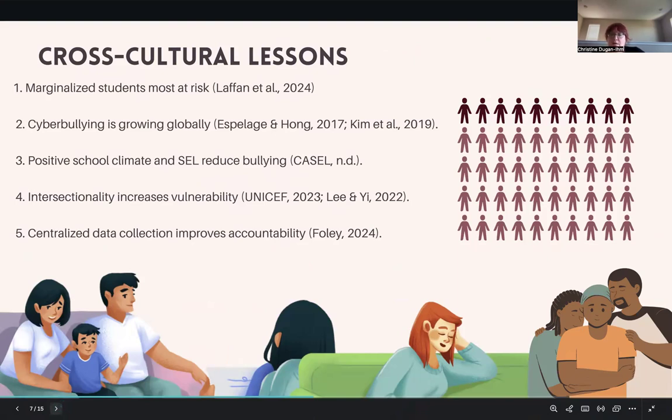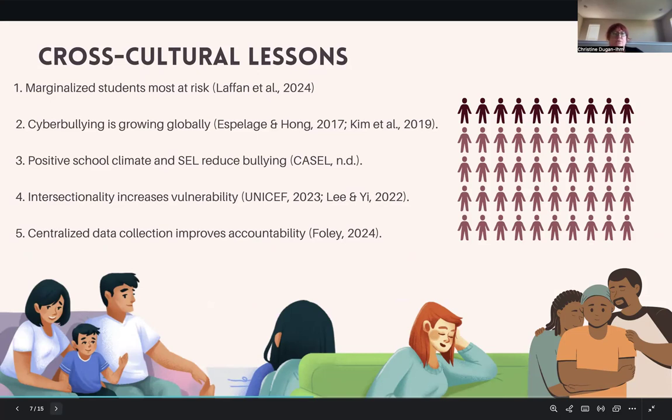So some cross-cultural lessons can be divined from all of this data. Evidence confirms that cyberbullying is a rapidly escalating global phenomenon. It requires multi-level solutions such as governmental, school district, and community-based solutions. Studies emphasize that data transparency provides the levers for accountability and change. Cyberbullying is growing. A positive school climate and social emotional learning programs reduce bullying. That is evidence-based. Having intersectionality, overlapping vulnerable identities, being, for example, a gay or lesbian student who is also a refugee, increases student vulnerability. And centralized data collection improves accountability. All of these things are very important.